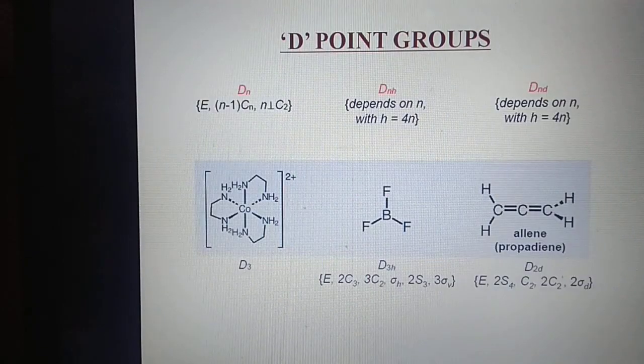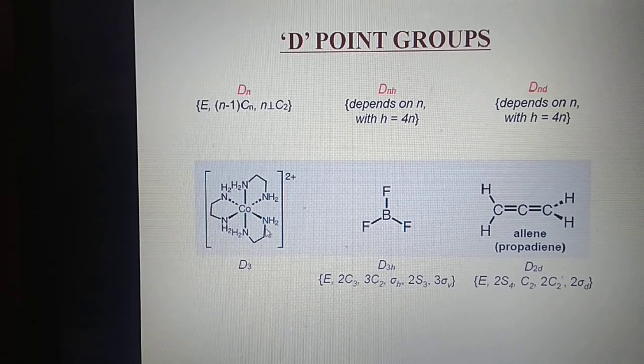Next are D point groups. Here are the examples of D point groups. Well, first one is the Dn. Dn means in addition to, in every D case, there must be the presence of n C2 axes which are perpendicular to the principal Cn axis. So first example is the D3 example.